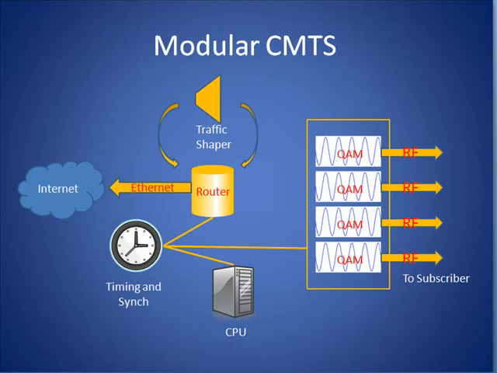DOCSIS 3.0 also supports a modular CMTS architecture. For much more detailed information on this architecture, we recommend you view our tutorial on modular CMTS. We will briefly describe some of the highlights here. In a traditional CMTS architecture, the RF components, the routing, traffic shaping, and all other functionalities are fixed in one single shelf. In comparison, in a modular CMTS, each of these functionalities is typically provided in a separate shelf, thereby allowing separate amounts of them to be mixed and matched as needed.